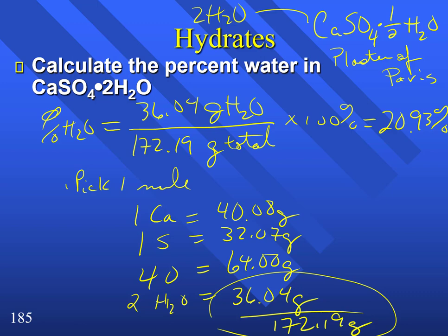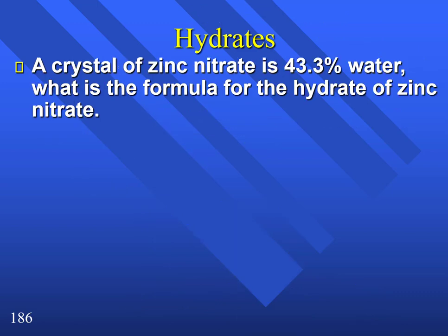It's commonplace. Cement, drywall, those places. Any place you add water and stuff gets hard. So we just took a formula and figured out a percent water. That means if I have a percent water, I should be able to figure out the formula. Hopefully you're used to working every problem backwards, right? We do it one way, and then we do it the other.